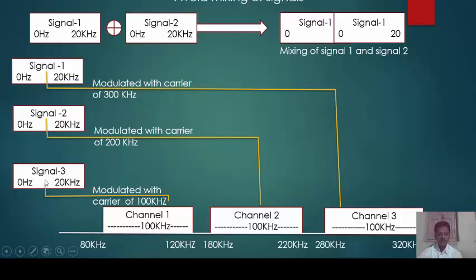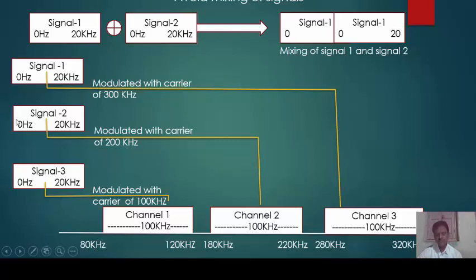In the modulation process, we are keeping the audio signal or video signal on the carrier wave. Here the carrier wave is 100 kilohertz, and this signal is placed on a carrier wave which has the frequency 100 kilohertz. When we mix these two signals with the help of modulation, using the carrier of 100 kilohertz, then we have the frequency from 80 kilohertz to 120 kilohertz.